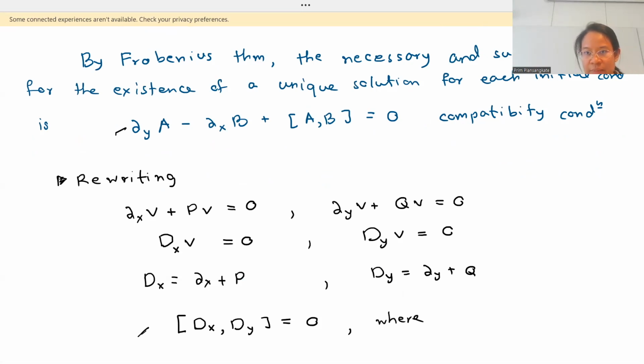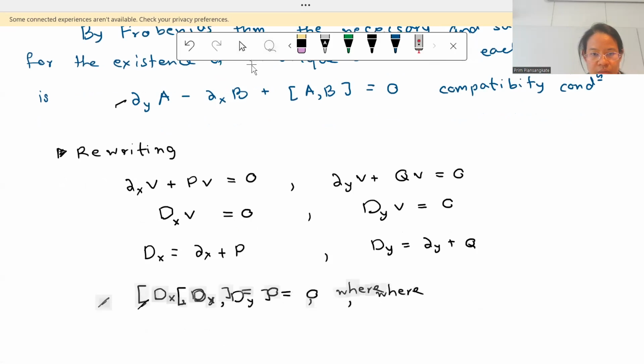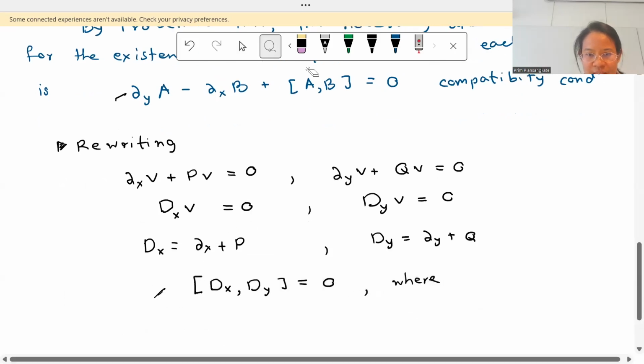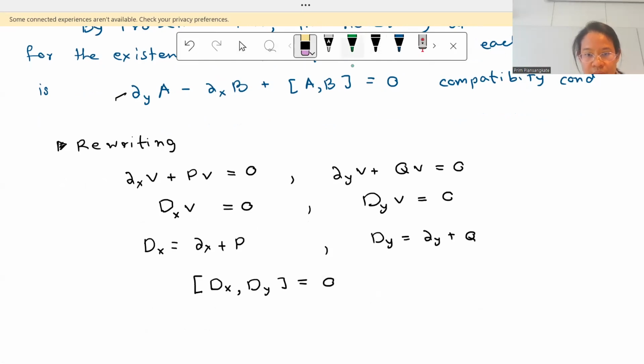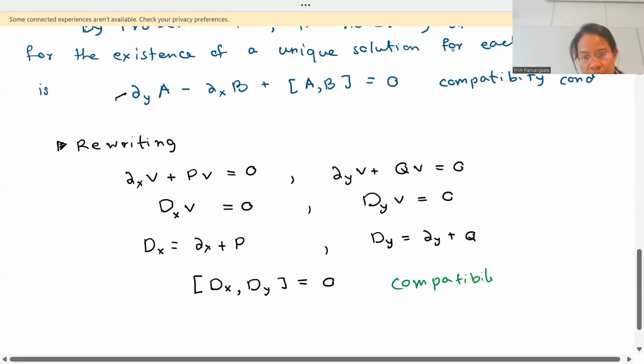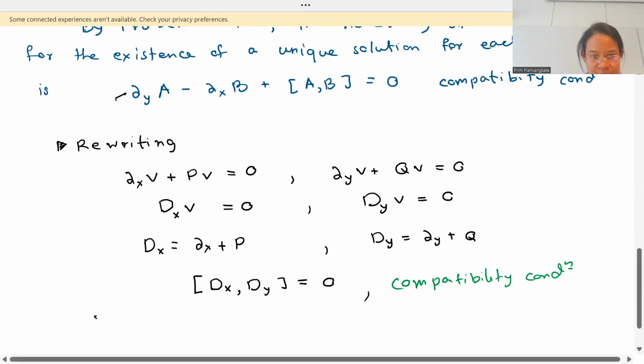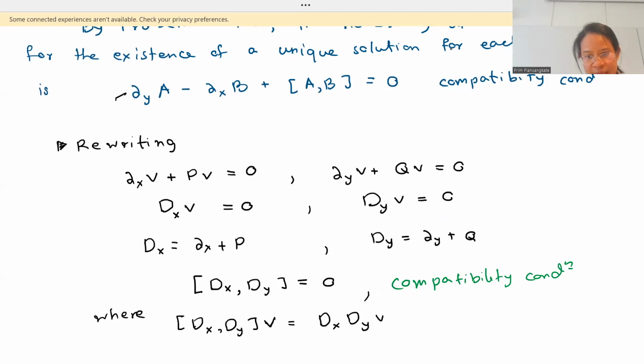Where the commutator, let me just, I'm sorry, let me rewrite it. So this is the compatibility condition. By the commutator, I mean if this acts on V, it means that you act on V by D_Y first and then D_X, and then minus the other order.